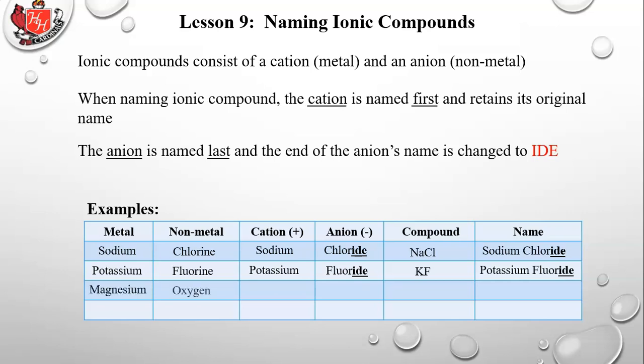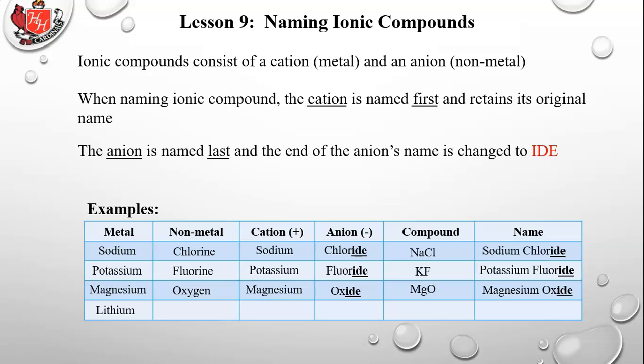Magnesium is the metal. The nonmetal in this case is oxygen. So magnesium retains its name, magnesium. Oxygen is changed to oxide. The formula for that is MgO, a +2 cation and a 2- anion in oxygen. And that becomes magnesium oxide.